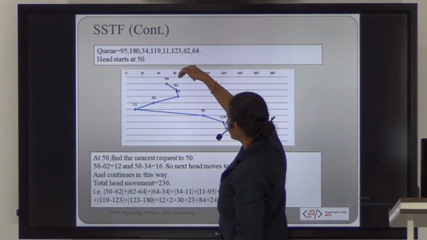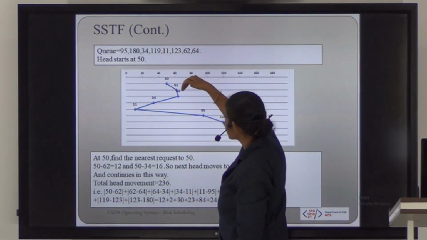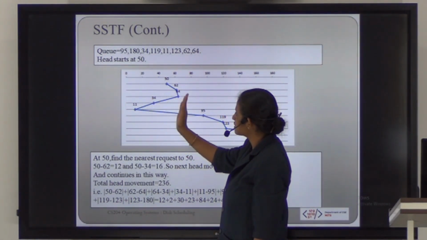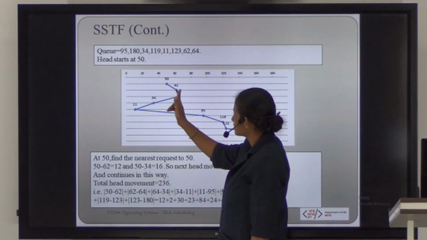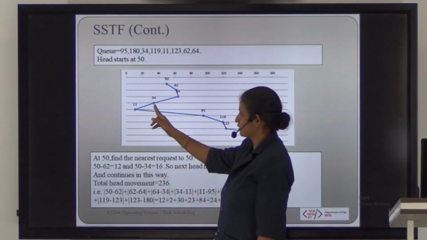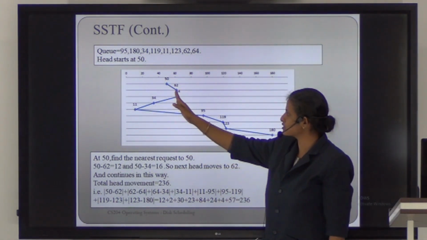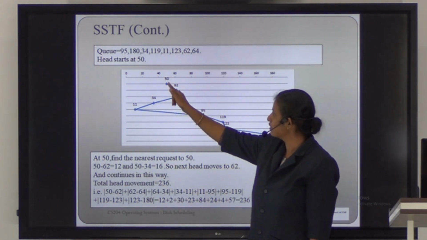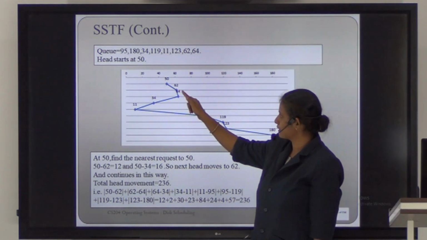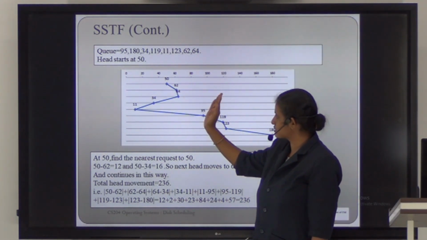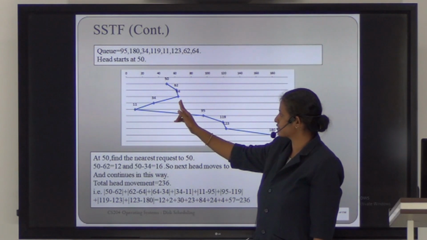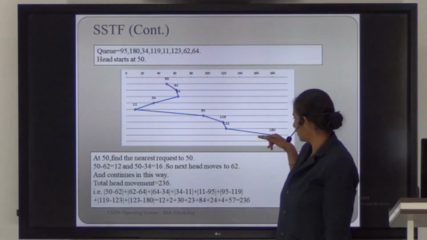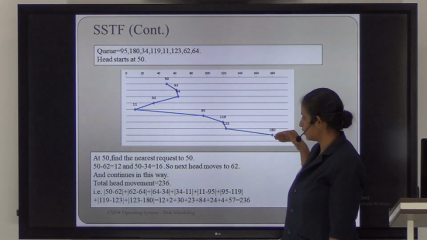Here we have 62 on the right side and 34 on the left side. From that we find which is less: 50 minus 62 or 50 minus 34. Here 50 minus 62 is the shortest distance from the current position. Therefore, the head moves from 50 to 62. After that, we find which is nearest to 62. Similarly, it is 64, then 34 and it continues in this way. And finally, we reach 180.